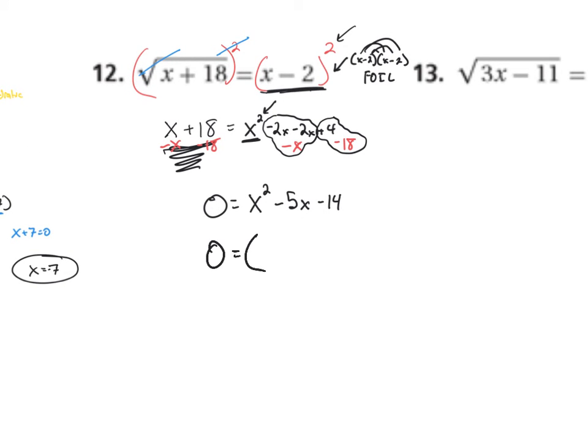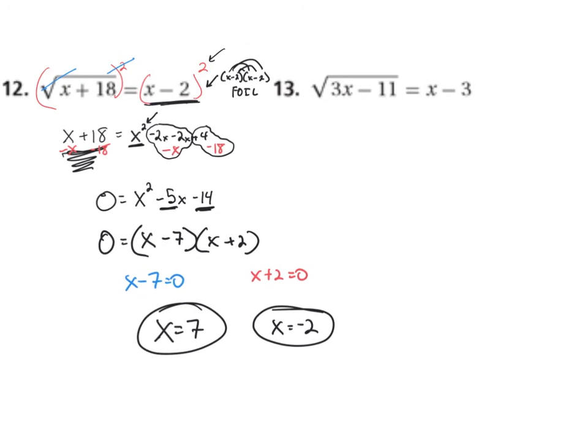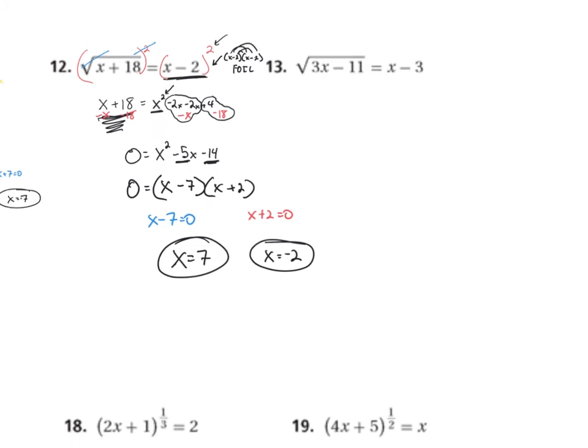Let's go into factoring mode. Let's see, are there two things that multiply to negative 14 and add to negative 5? How about negative 7 and positive 2? So now you have x minus 7 equals 0, or x plus 2 equals 0. So what are our answers? x equals 7, x equals negative 2. Two possibilities there. Do you kind of see how this is going to go?